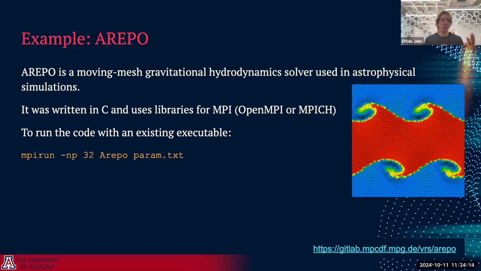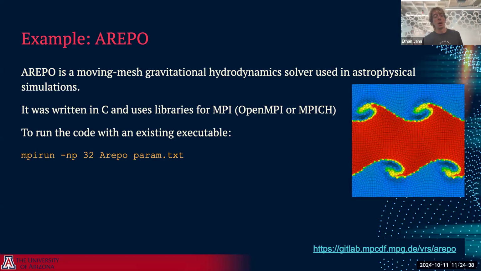So mpirun, pass a number of processes. In this case, we said 32. a.repo is the executable. That's just assuming that that is some executable program that lives in the current folder that you're working in, and then some parameter file that we've called param.txt. So that's like a set of arguments that gets passed into the executable. So this isn't just the case for a.repo.